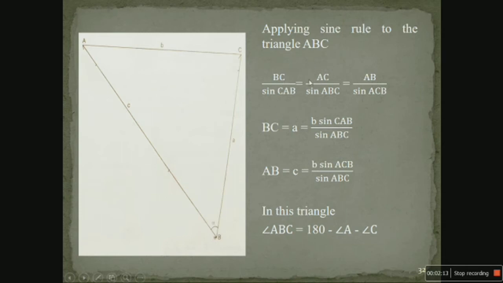By selecting these two equations you can find BC or small a, which is equal to b into sine of angle CAB divided by sine of angle ABC. Similarly, we can find small c, which is equal to b sine of angle ACB divided by sine of angle ABC. In this triangle, the angle ABC, that is alpha, is equal to 180 degrees minus angle A minus angle C.